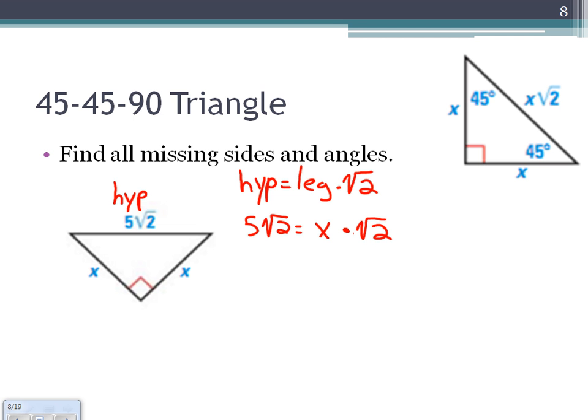Remember, if I have 2x equals 8, what do you do to get rid of the 2? You divide both sides by 2. So if I have x times square root of 2 equals whatever, what do I need to do? Divide, but this time I need to divide both sides by square root of 2. Okay? Can you do that all over again? Let me say it slowly.